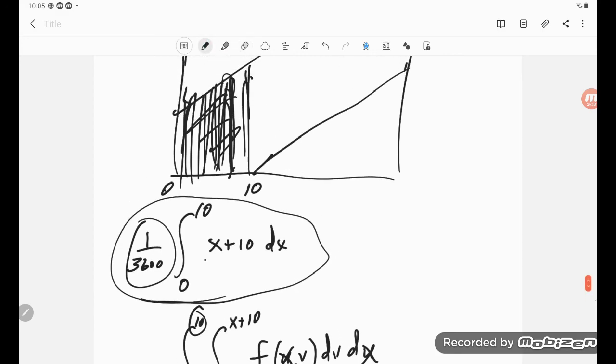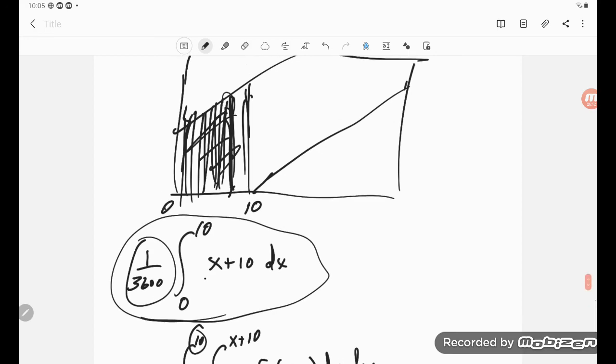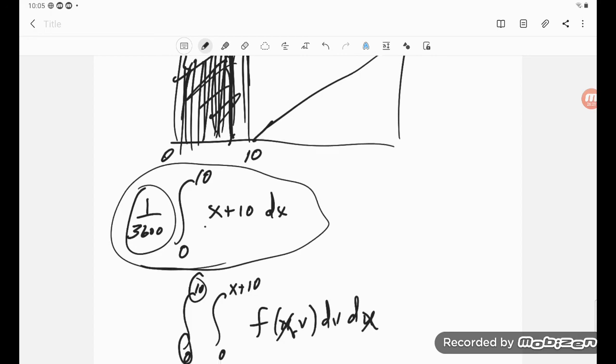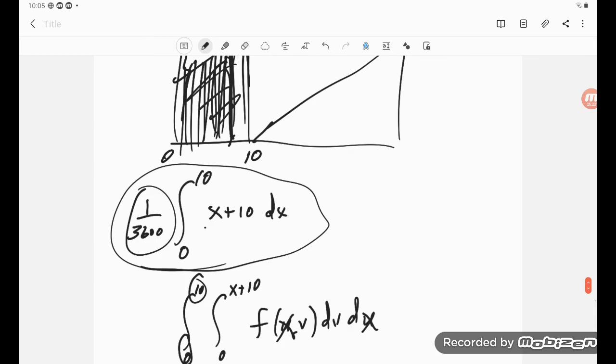Okay, so if you need any help whatsoever on these double integrals, just let me know and we'll work on them. All right, so that is the joint PDF stuff.